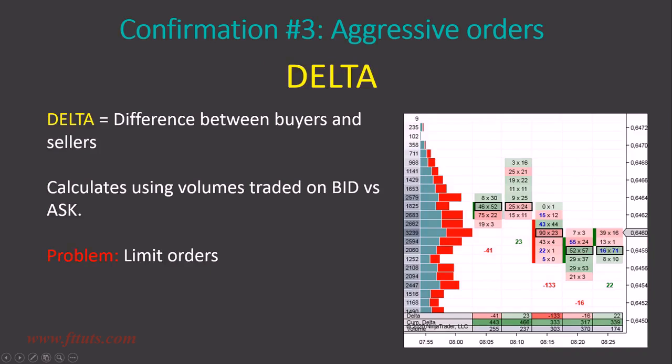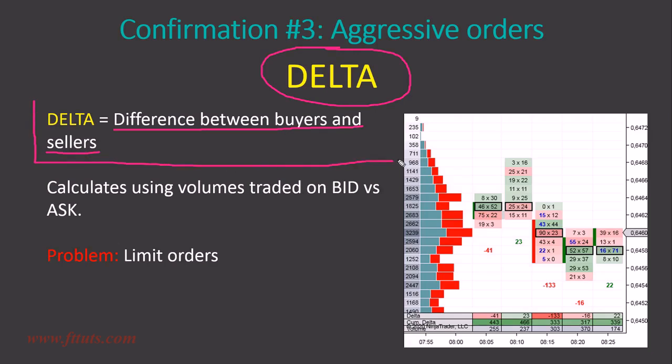Now, let's talk a bit about delta. If I had to put it very simply in just one sentence, then delta is the difference between buyers and sellers. Now, this is not entirely true, but if you remember this definition, you should be fine. And the delta is calculated using volumes traded on bid versus volumes traded on ask.